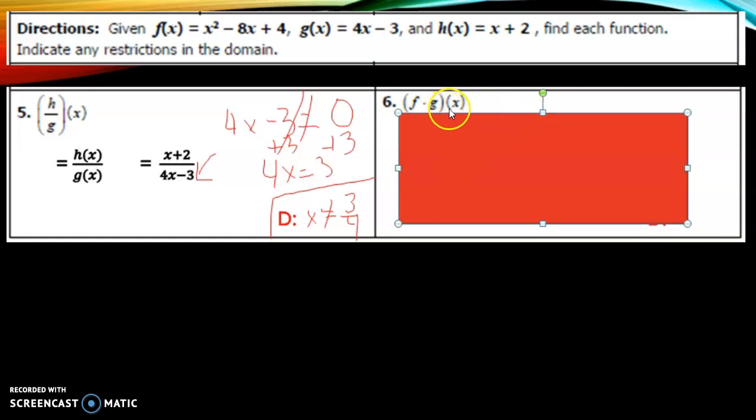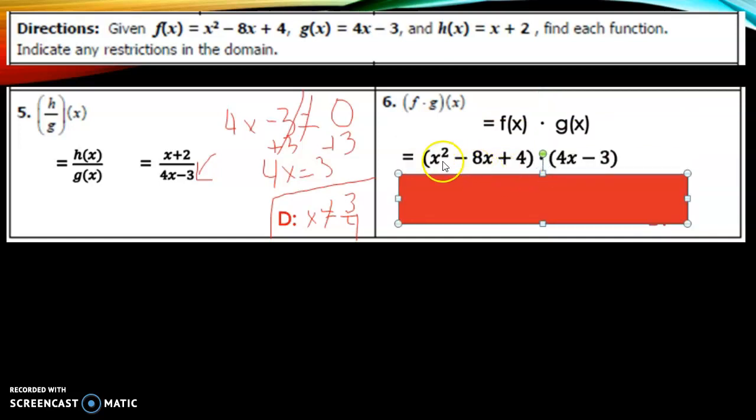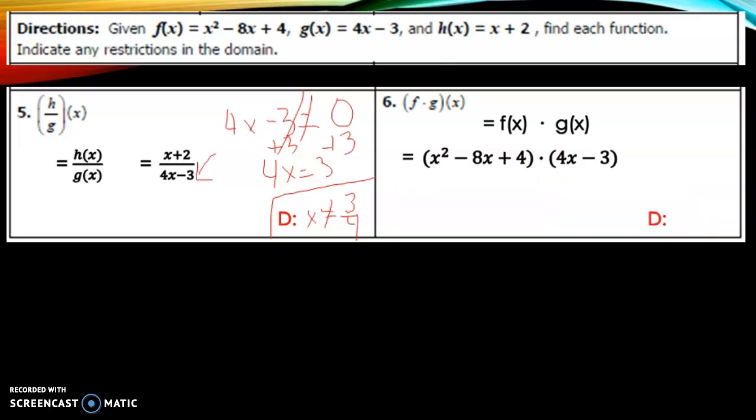Okay, last one of part 1. F times g of x. So we're taking the f function times the g function. Well, our f function is a trinomial, x squared minus 8x plus 4. And then it's times g, which is 4x minus 3. Okay, so this one's going to be special. When we multiply, we have a trinomial times a binomial. We have to multiply each piece.